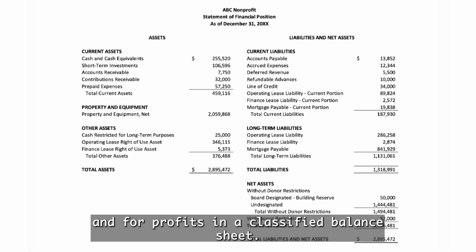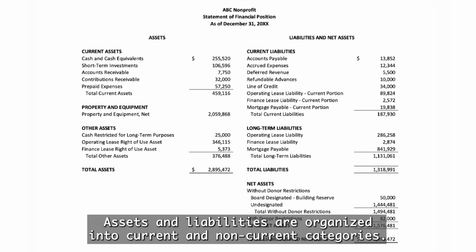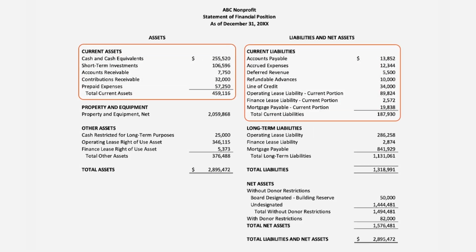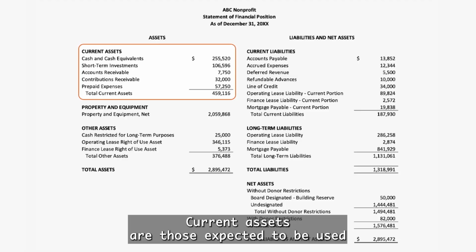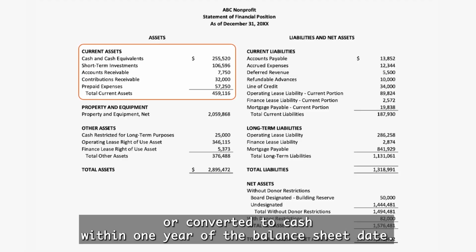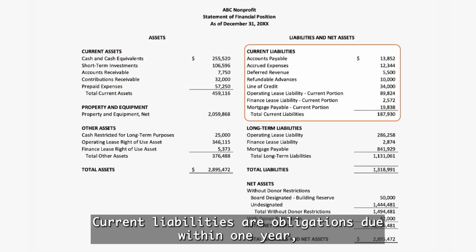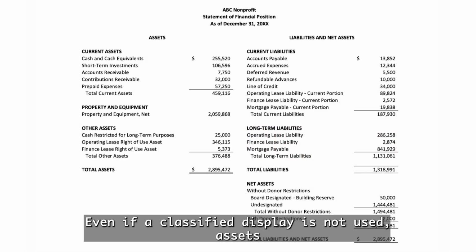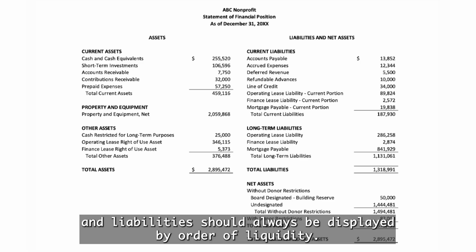In a classified balance sheet, assets and liabilities are organized into current and non-current categories. Current assets are those expected to be used or converted to cash within 1 year of the balance sheet date. Current liabilities are obligations due within 1 year, and non-current liabilities are those due after 1 year. Even if a classified display is not used, assets and liabilities should always be displayed by order of liquidity.